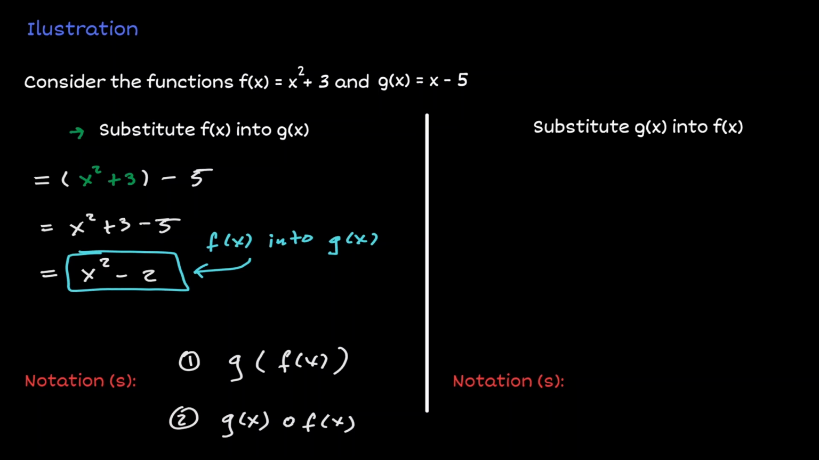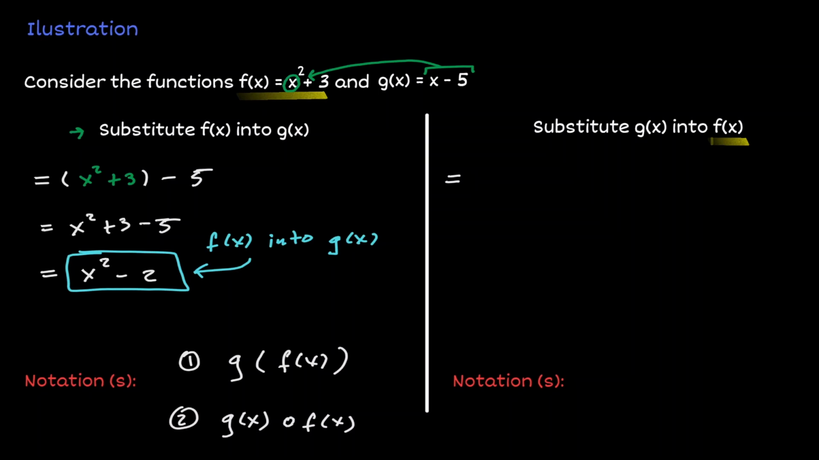So now let's say that we want to go the other way around. Now we want to substitute the function g of x into f of x. Let's take a look at the function f of x, which is where we're going to substitute it into, which we have here. And let's look at every single variable in this function, which we have here. And what we're going to do, we're going to take a look at the function g of x, which is x minus 5, and we're going to substitute it for the variable in f of x.